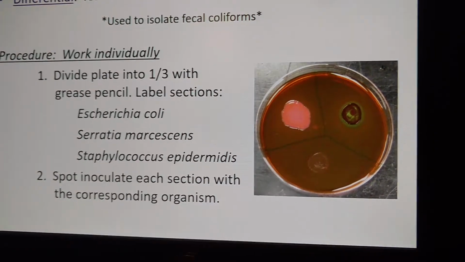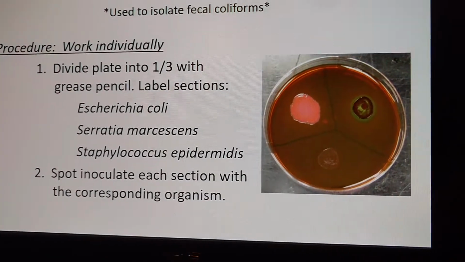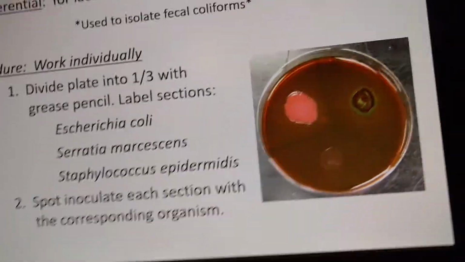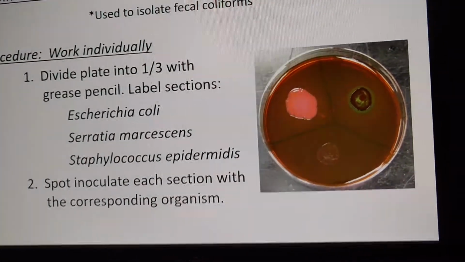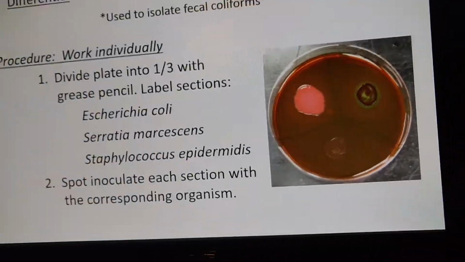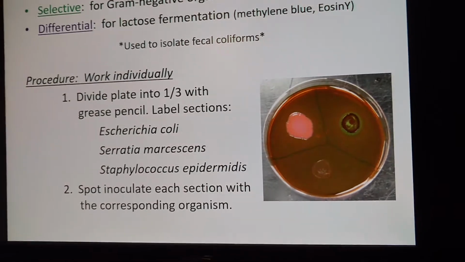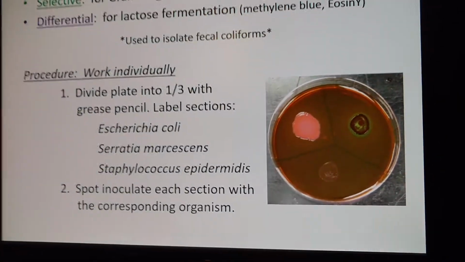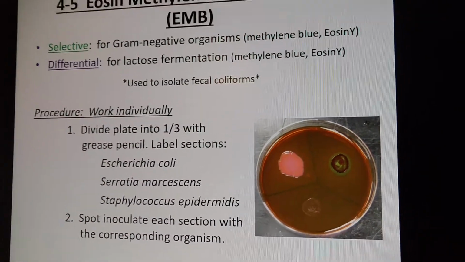coli. Serratia marcescens will not turn color. Sorry, it's going to look just like it did on the previous one. Here it looks a little bit more red or pink, but it's just because of the pigment that the bacteria produces. So it's lactose negative. E. coli is a strong lactose positive fermenter.